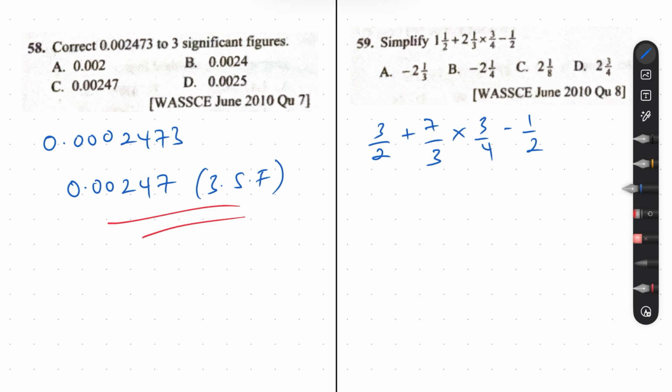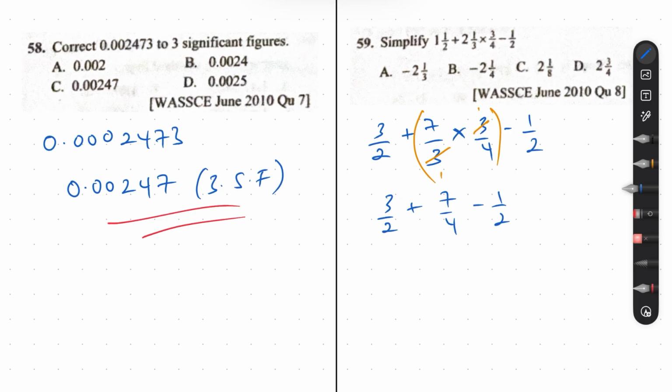Cool. Now we know that we need to use what? BODMAS. Now BODMAS tells us that multiplication comes before addition or subtraction. So we need to solve this first, okay? So let's just put it in a bracket, then we solve it, okay? So now you can see that 3 cancels 3, 3 cancels 3. So we're left with what? 7 times 1. 7 times 1 is what? 7. And then 1 times 4 is what? 4, okay? So we have 3 over 2 plus 7 over 4 minus 1 over 2. Okay?